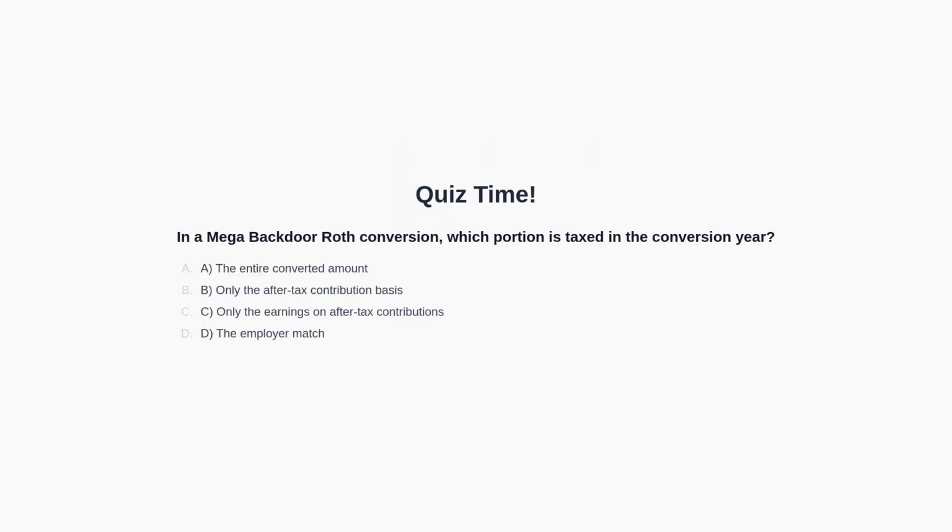Quiz time. The question is, in a Mega Backdoor Roth conversion, which portion is taxed in the conversion year?